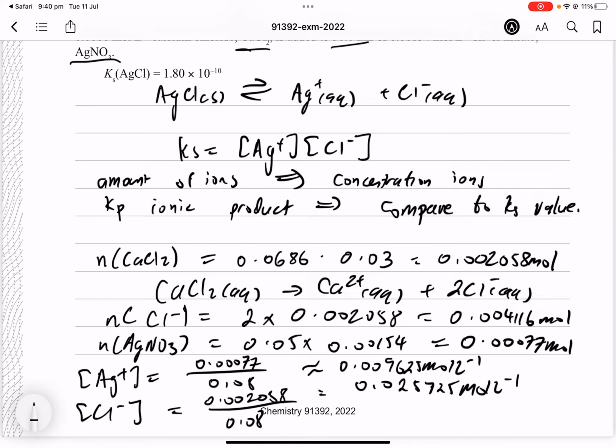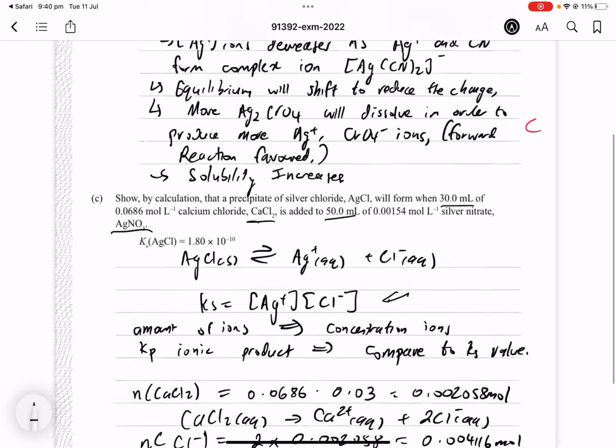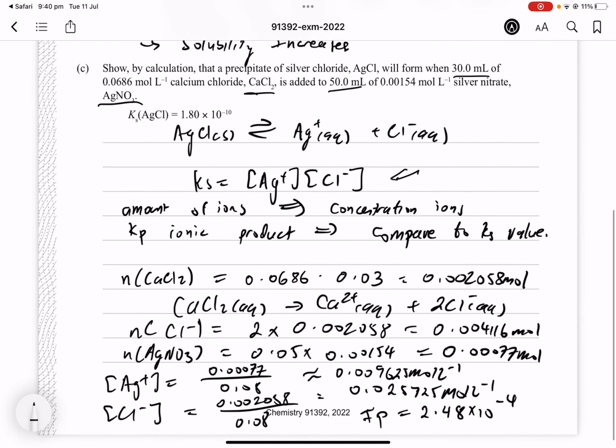So the multiplicative product of Ag plus and Cl minus will give us the ionic product, as we see from the Ks expression. So that's going to be the product of these two values we just calculated. That's going to give us a value of 2.48 times 10 to the negative 4. Okay, so this is actually much greater than the value of Ks.